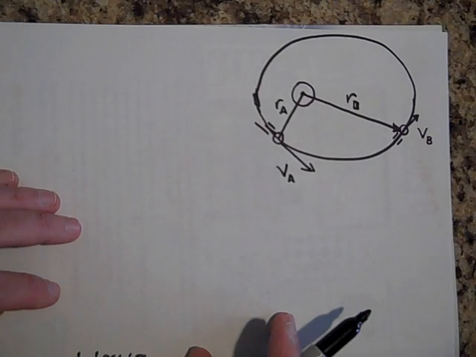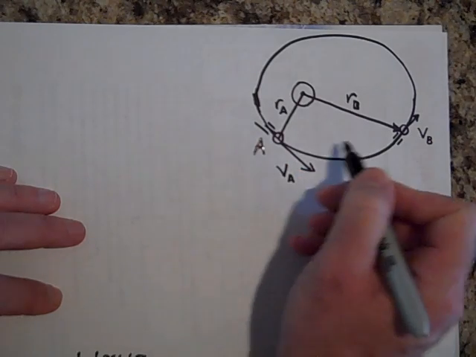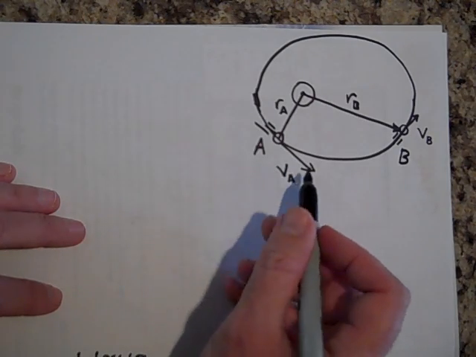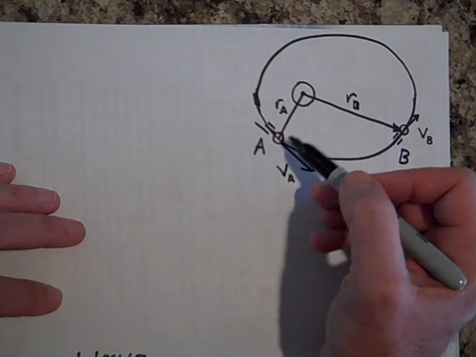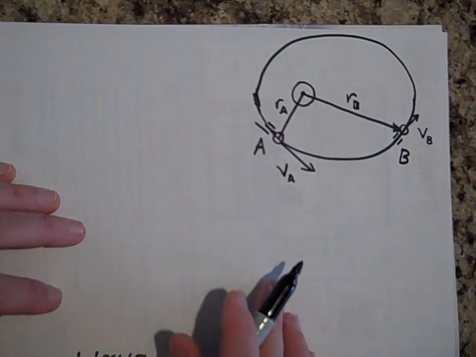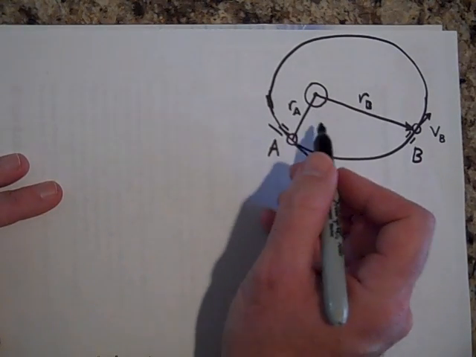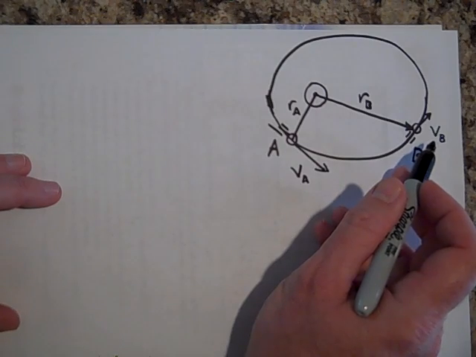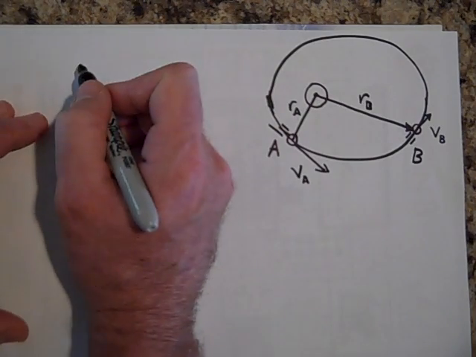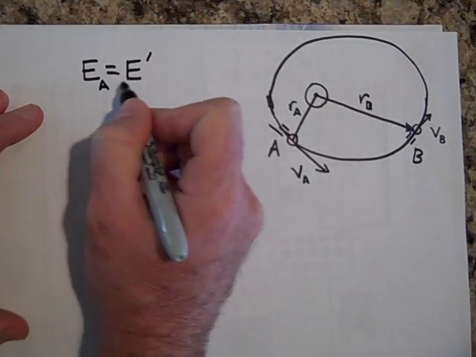Now, how does energy factor into this? Well, we're going to say that the energy at position A is equal to the energy at position B. At A, it's got a velocity V_A and a radius r_A. And at B, it's got a velocity V_B and a radius r_B. This is how you do a problem like this with energy. Say you know all this, but you don't know V_B. How do you get V_B? Well, you just apply the conservation of energy. So you say E equals E prime, in other words, the E at A equals the E at B.